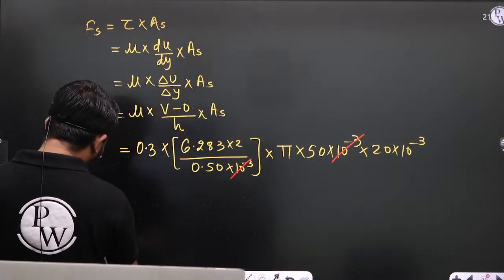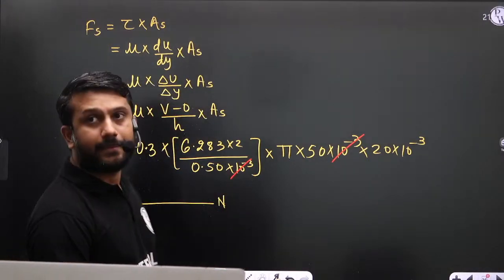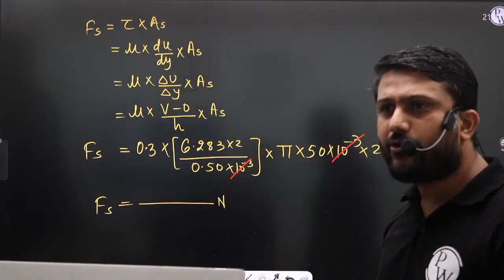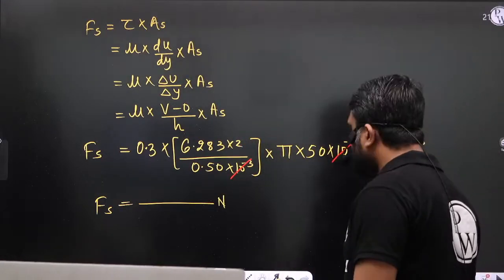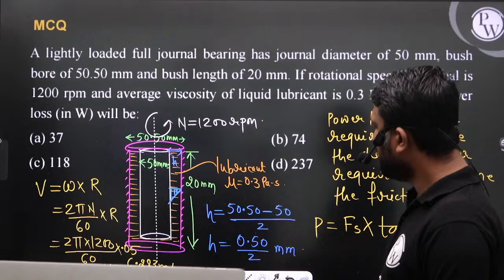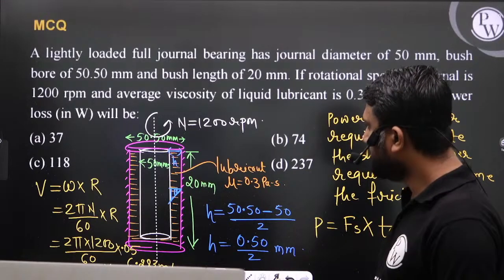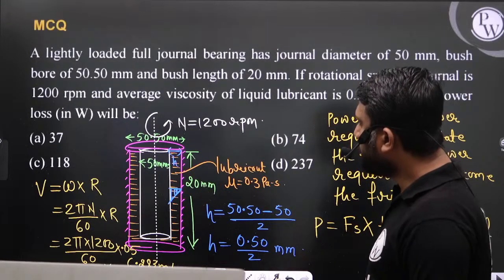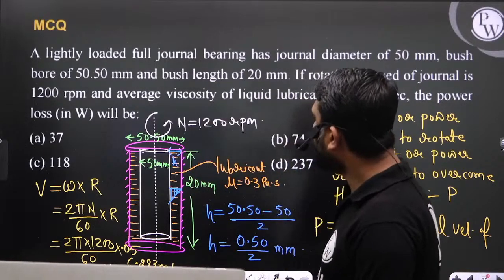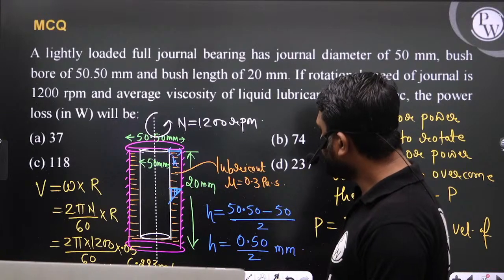So what is the Fs that you are getting? That Fs is in Newton, right? So tell me, what is the Fs? That v is 3.14, no, 3.14. It is 2 pi, no? v is equal to 2 pi, N is 1200, no? 1200 by 60.